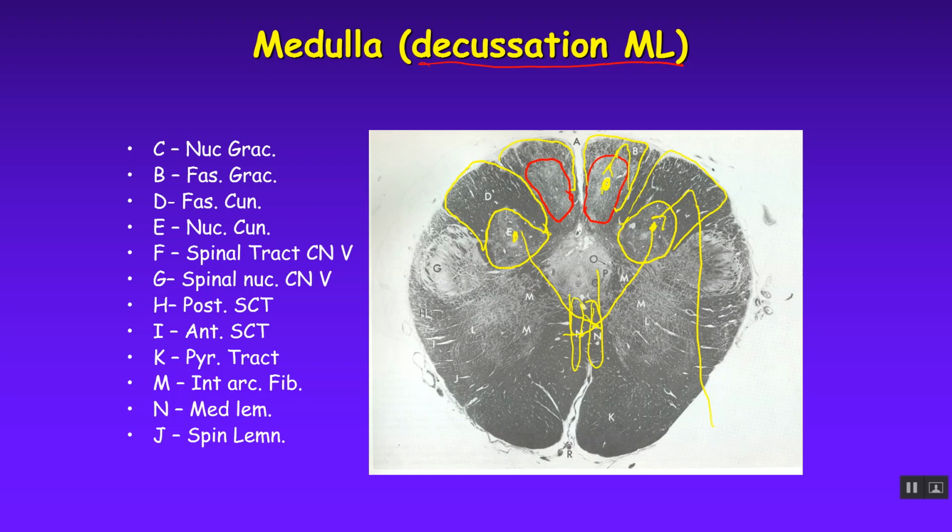But this right here, this is the decussation. This is the crossing point. The same thing's happening here with these gracile fibers. They're all crossing over and then forming our medial lemniscus to ascend up the rest of our medulla into the midbrain.